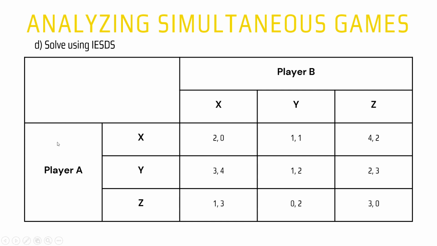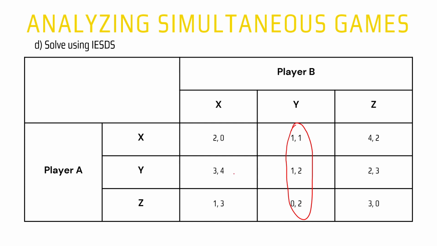Let's take a look first at player A strategies. Here at player A, at strategy X, there's 2, 1, 4. The least one here is 1. Therefore, the strategy that has a payoff of 1 is the dominated strategy. And as we can see as well, for player B, this is also the most dominated strategy. Therefore, we can eliminate this column.